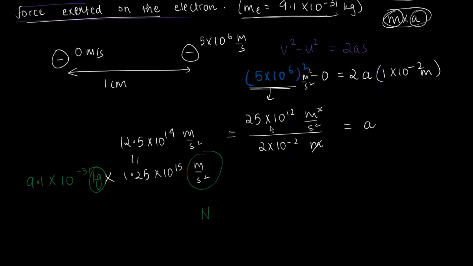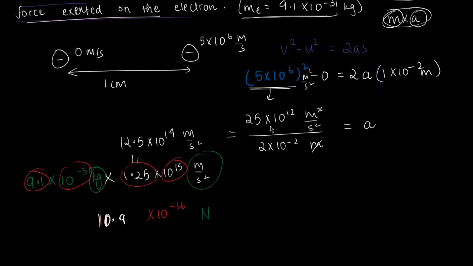And then 10 to the power negative 31 times 10 to the power 15 gives you 10 to the power negative 16. 9.1 into 1.25, you can work that out. It will be equal to 11.9, I guess. That will be the correct value. And once you have actually calculated what this will be equal to, I guess that will be a 10 there, not a 9, not 11.